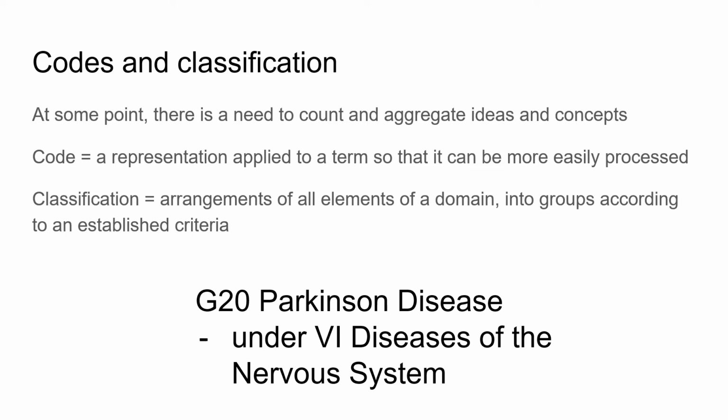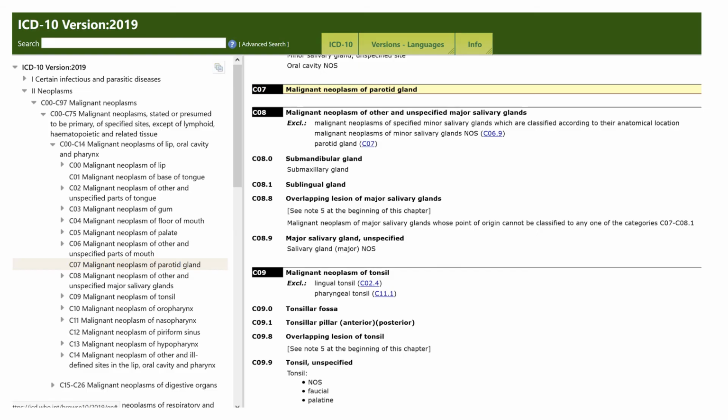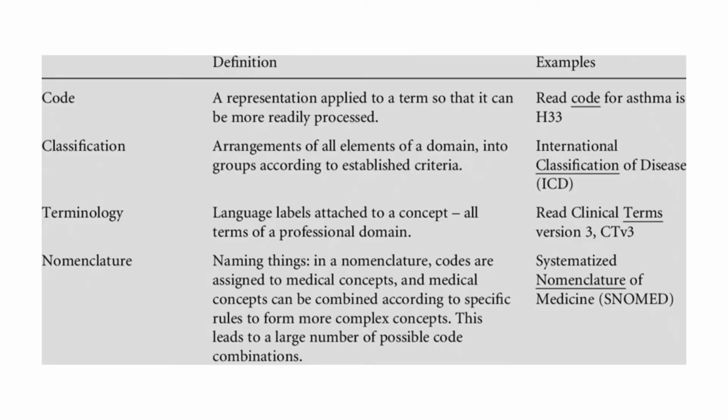to each group. The International Classification of Diseases, developed and maintained by the World Health Organization, aims to standardize the groupings of diseases across countries so that their data can be comparable. The ICD-10 code G20, for example, is for Parkinson's disease. This is the WHO's online ICD-10 browser, where you can search for different codes and see how diseases are classified. While this table summarizes codes, classifications, terminology, and nomenclature.